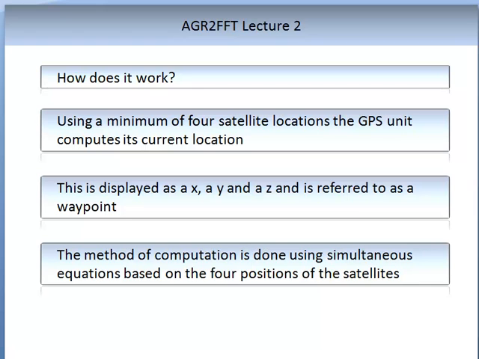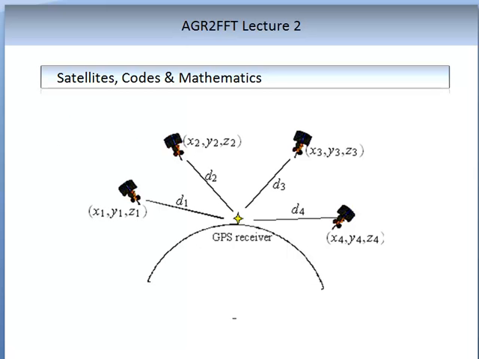Just to make this clear, a waypoint comprises an X, Y and Z coordinate. The method of computation is done using simultaneous equations based on the 4 positions of the satellites. There is a lot of maths in this technology. Therefore, each satellite encodes its location with an X, Y and Z waypoint. Each one is assigned a number. On the screen you can see the waypoints from 4 satellites that are positioned around the GPS receiver.